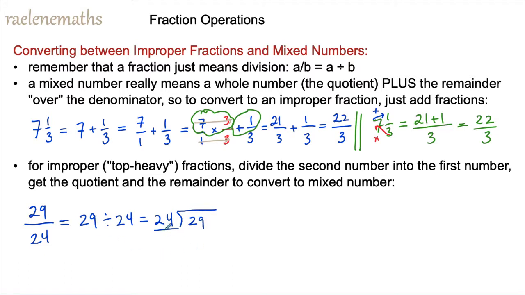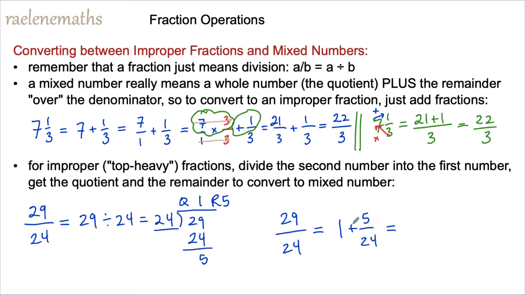But really what we want to find out is how many whole times the denominator, 24, goes into the numerator, 29. In this case, the answer is 1. This number is the quotient. And then we find out that we have a remainder of 5. And so we take that quotient and remainder and we use it to rewrite 29 over 24 as the quotient plus the remainder over the denominator.